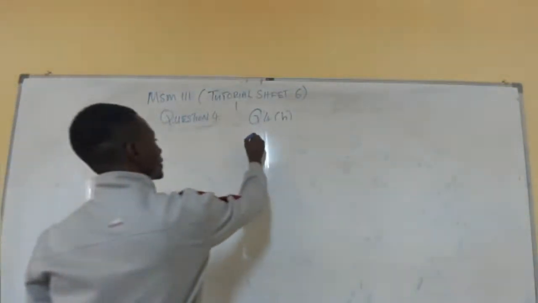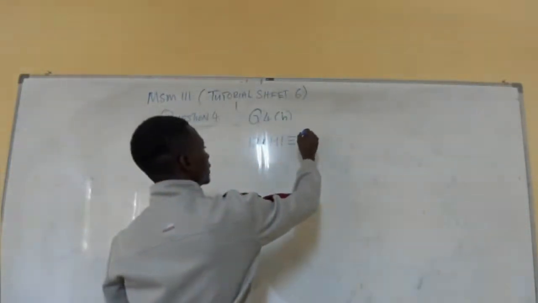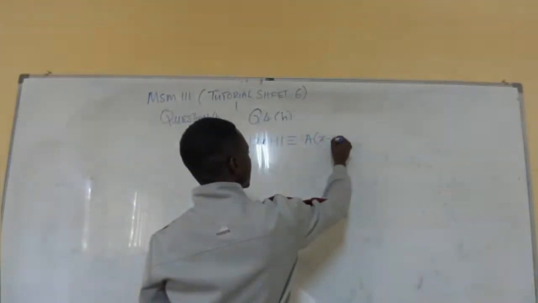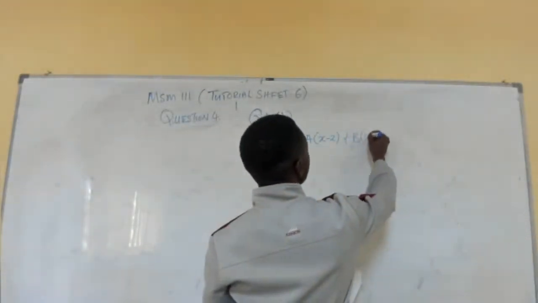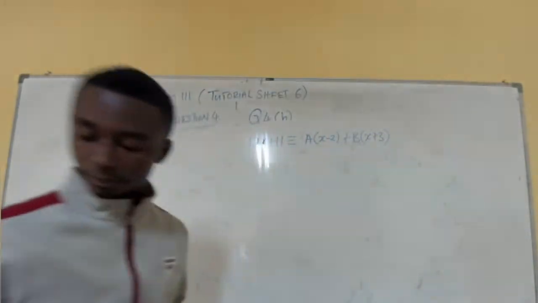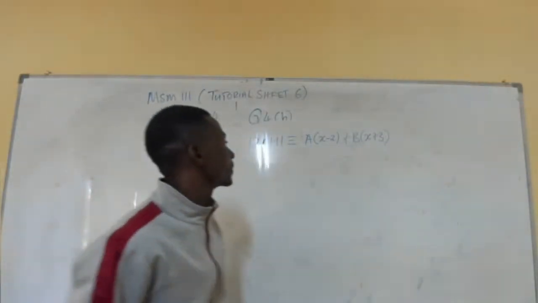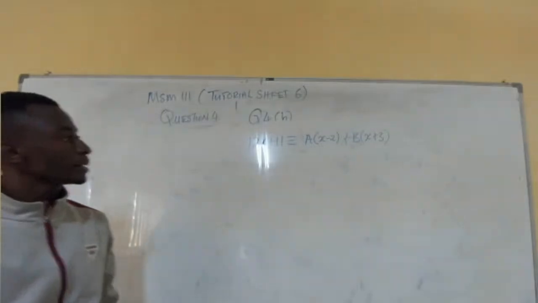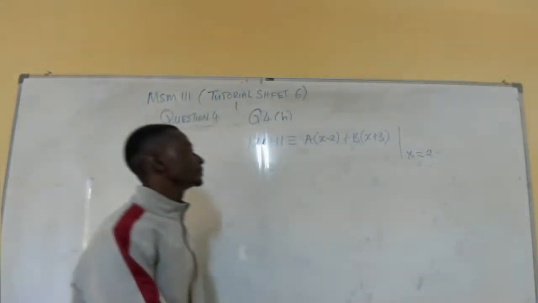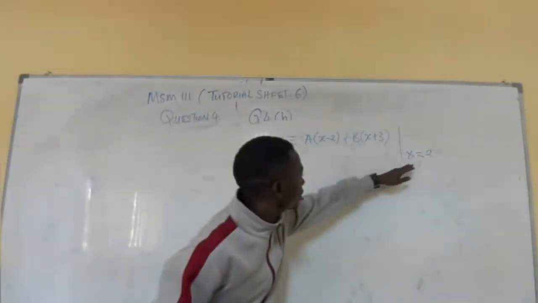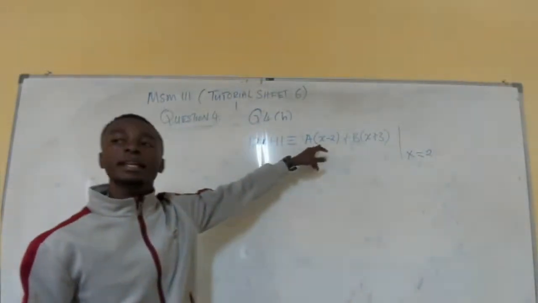So we have 12x plus 11 over, a over x minus 2 plus b over x plus 3. We want to find the value of b. For you to find the value of b, you say x equals 2. If x is equal to 2, then the a term will be 0, because to find the value of b, your aim is to make a 0.